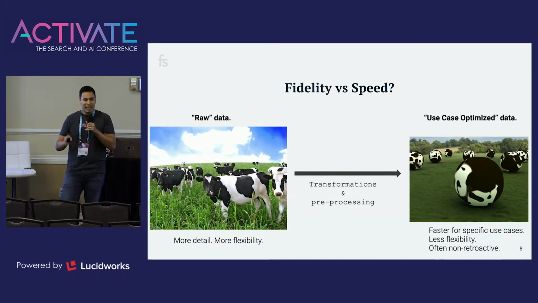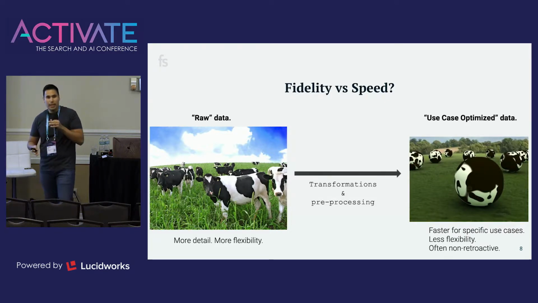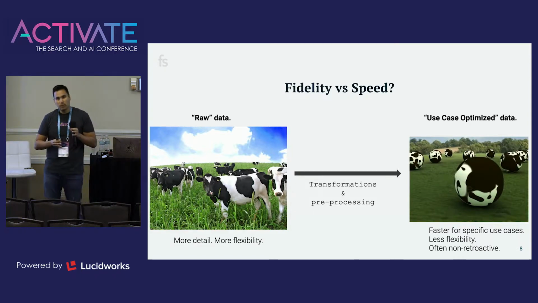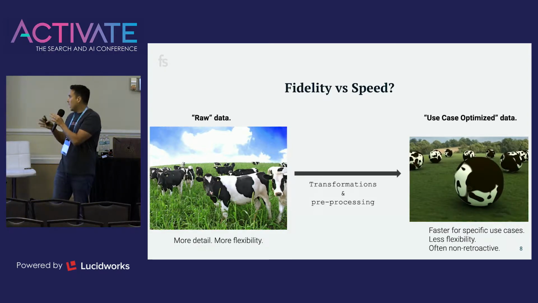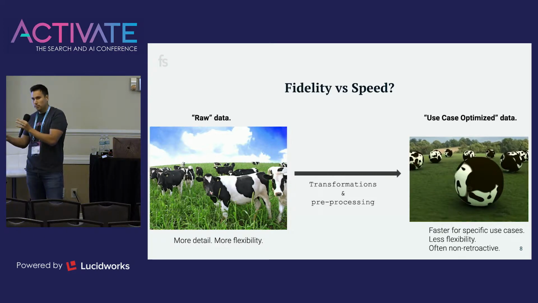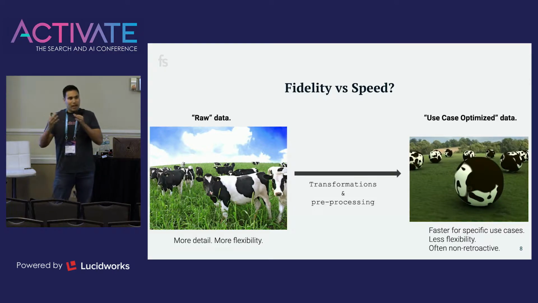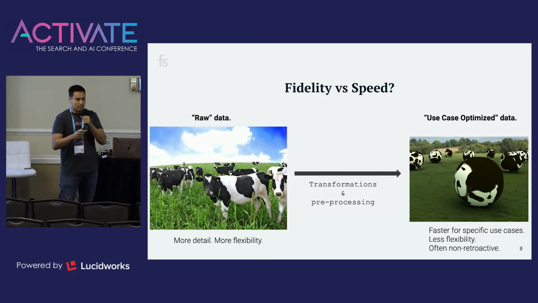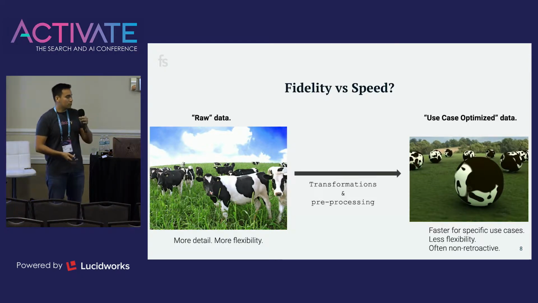Applications that work with data, whether you're an information retrieval system or a video game, there's often this tension between the highest fidelity raw data that has more detail and a sort of use case optimized version that you've processed a bit. Some of the trade-offs that happen when you do this kind of use case optimization is that you make it faster for those specific use cases, but then you lose flexibility as a result. And if you want to support some other use case, you often have to apply some other transformation.